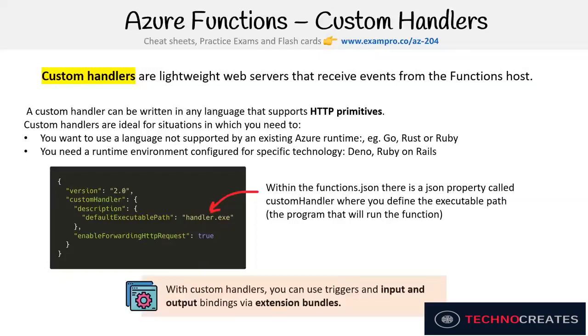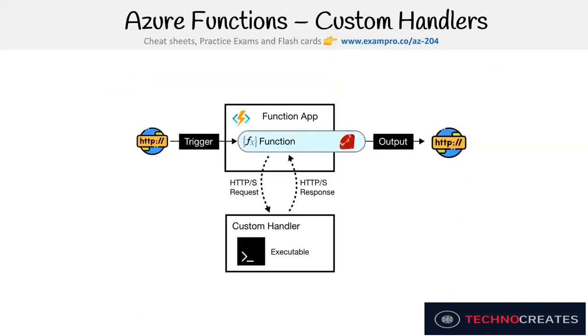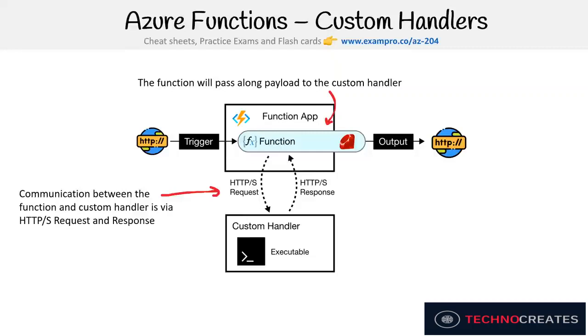Custom handlers, you can use triggers and input and output bindings via the extension bundles. Okay, so let's visualize that so we really understand that this is a separate thing that's running. The function will pass along the payload to the custom handler. The communication between the function and custom handler is via HTTPS request and response.